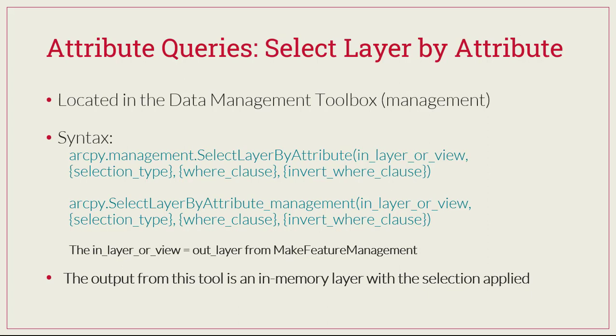Here you can see the two defined syntaxes that work for Select Layer by Attribute. And the reminder here that the in layer for this tool is the out layer from your Make Feature Layer tool that we discussed earlier. A special note here is for you to notice also that there is no out layer or out feature class parameter for this tool. So you're not creating new GIS data with the selection tools. You're simply selecting existing records from an existing layer file, that in-memory copy. So there's no out data set, there is just an in-feature layer for this tool.